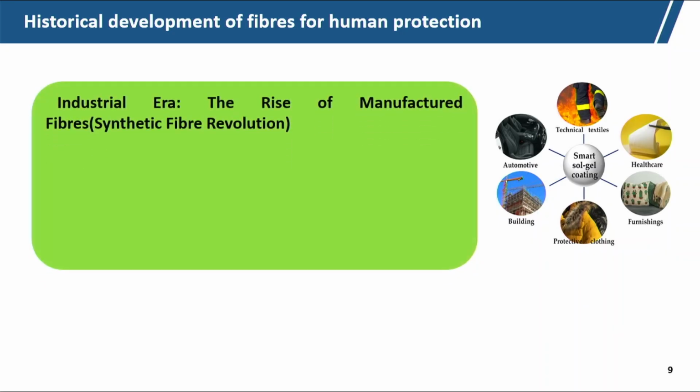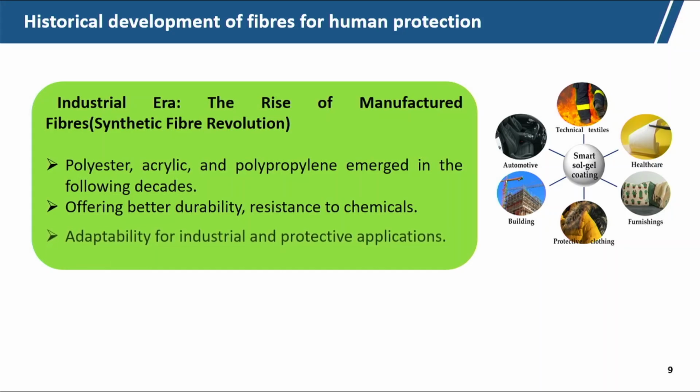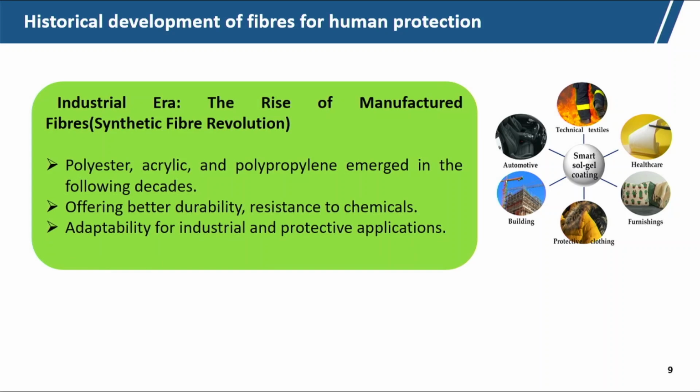Next comes the industrial era, with the rise of the synthetic fiber manufacturing revolution, when polyester, acrylic and polypropylene emerged, offering better durability and resistance to chemicals. These fibers were used for human protection, with adaptability for industrial and protective applications. We can see automotive, technical textiles, healthcare, different applications were there.